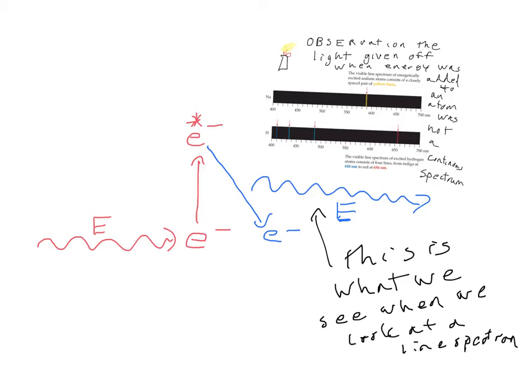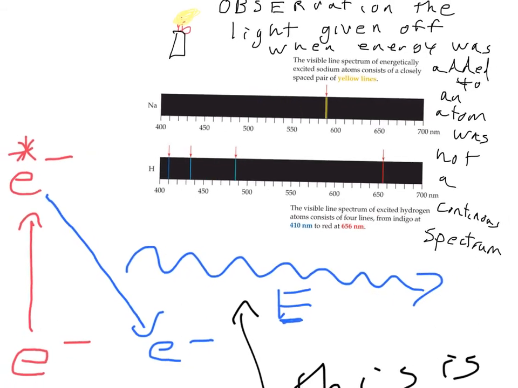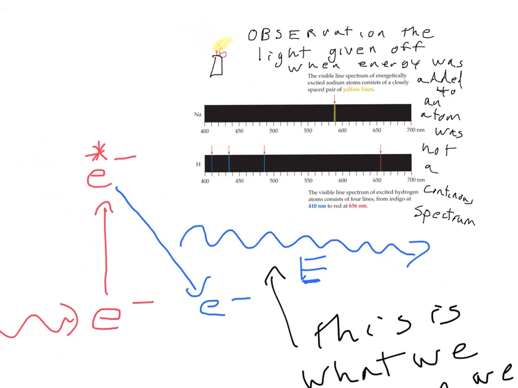Why is it important, then, that when we observe the energy given off by a falling electron, we do not see a continuous spectrum? Here's why. If we had seen a continuous spectrum, in other words, if we'd seen a rainbow when we look at electrons falling down, then that would mean that an electron could have any energy state it wanted. But we don't see a rainbow. Instead, we see only certain set colors. That means that electrons can have only certain set energies within an atom.